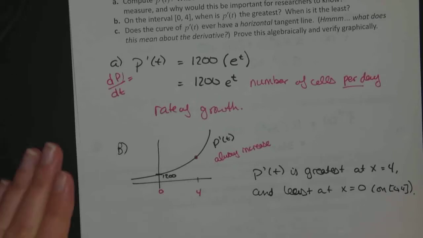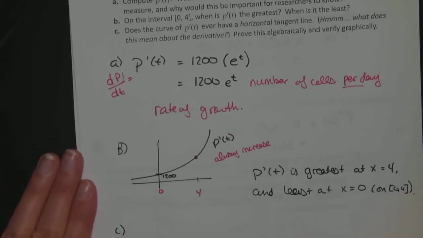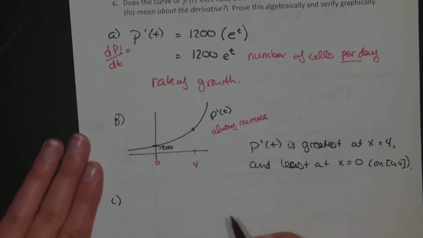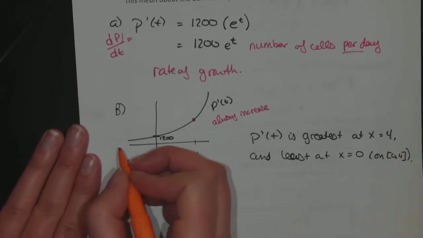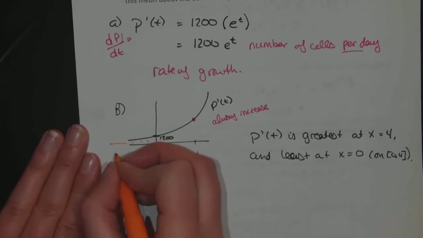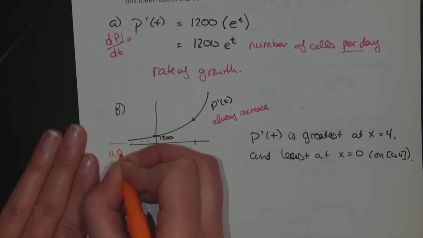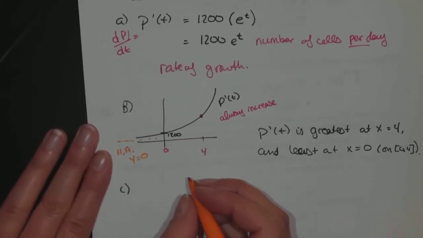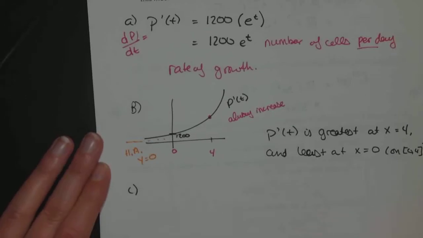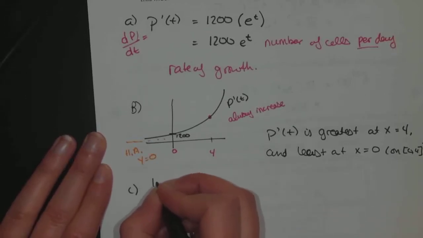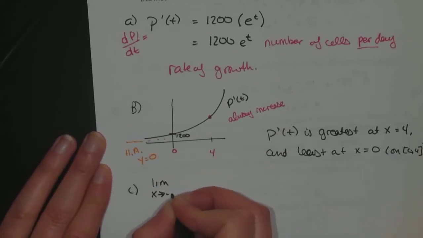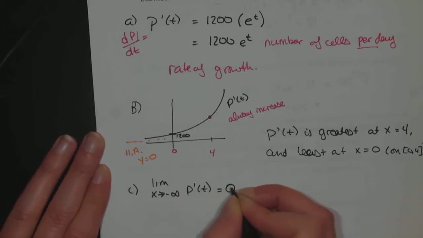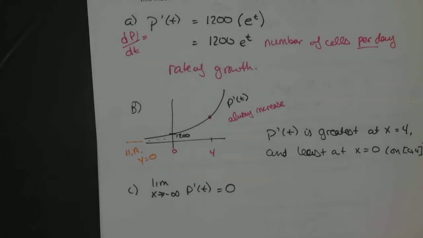All right, last part, part C. Does the curve, P prime of t, ever have a horizontal tangent line? Well, it does. It has a horizontal tangent line over here. The horizontal tangent line would be y equals 0, and the limit as t approaches negative infinity of P prime of t is 0. So that's the limit for the horizontal asymptote.